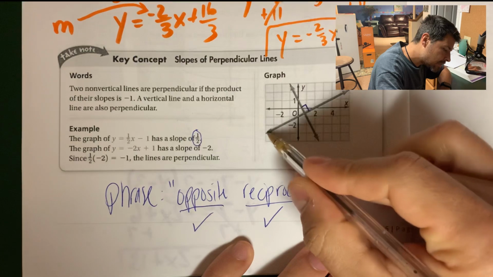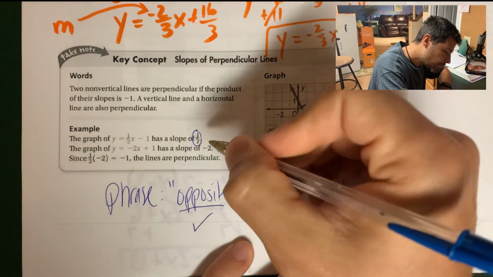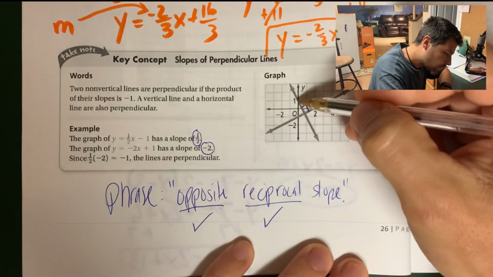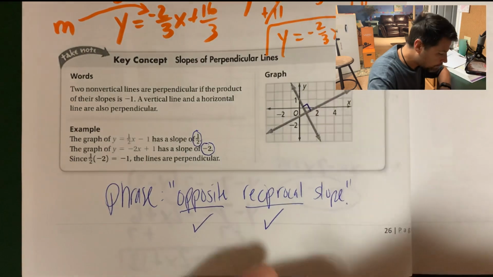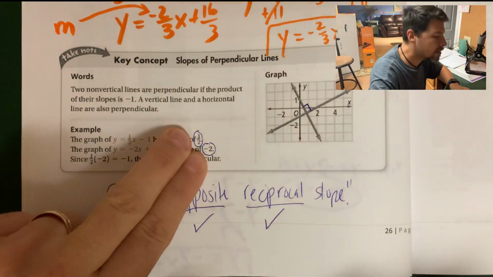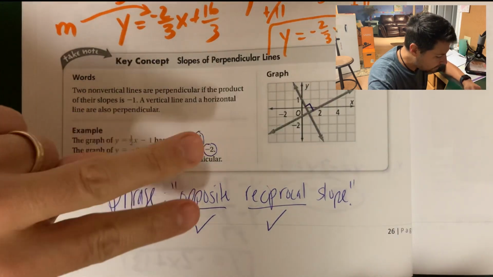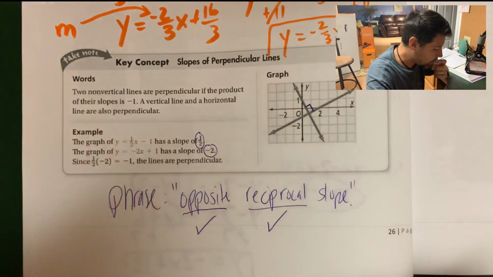Okay, this positive slope here is a slope of 1/2: up 1, right 2, up 1, right 2. And the slope of the other line is negative 2. So if I start here: down 2, right 1, down 2, right 1. Notice one's positive, one's negative, and notice they are reciprocals. If I take the 1/2 and flip it over, the reciprocal of 1/2 is positive 2.